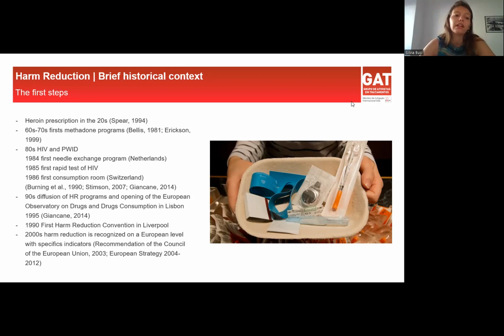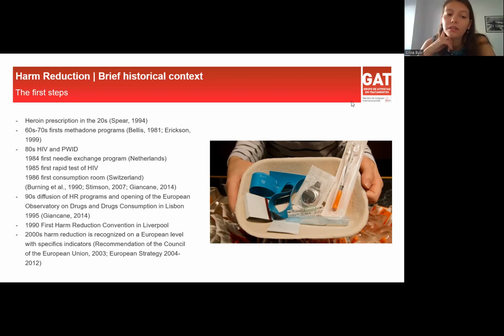So in 1995, the first European Observatory on Drugs and Drug Addiction opened in Lisbon. That is an observatory that still exists. It's from the EU, and their website is also another good tool to research your own country, because you can look for your own country or Europe or a topic in general.